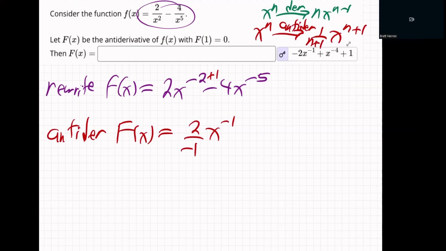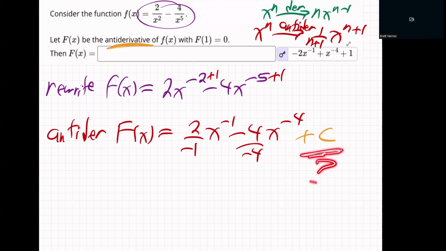Next comes the minus 4, and we're going to add 1 to that power. So that'll be x to the minus 4, and then divide by minus 4. Okay. And remember, plus a constant. Whenever you do the antiderivative, there could be any constant number that doesn't have an x, like a 7, an 8, a 12, a 13, out here. Why? Because the derivative of any constant number would go back to nothing.